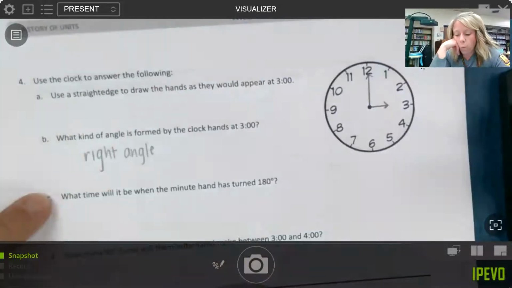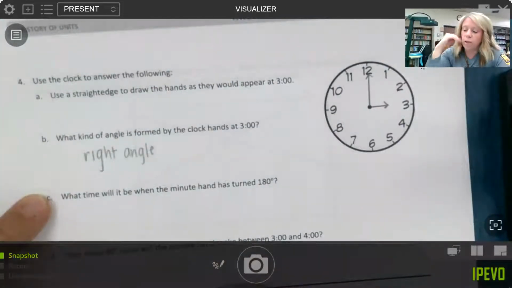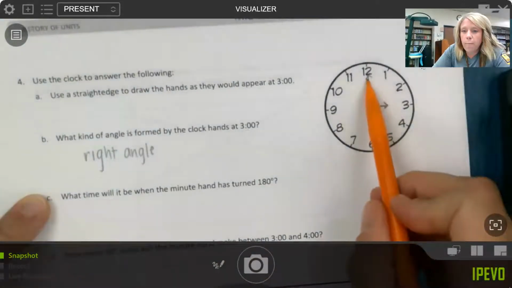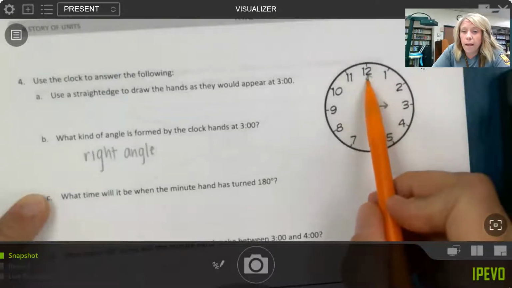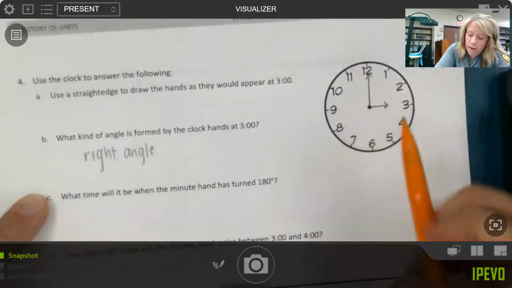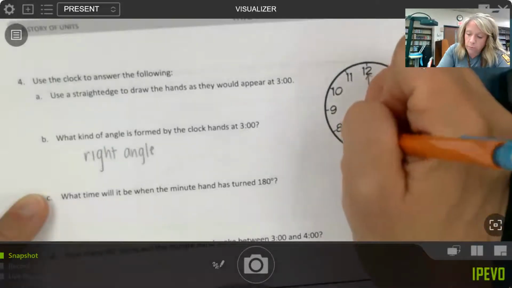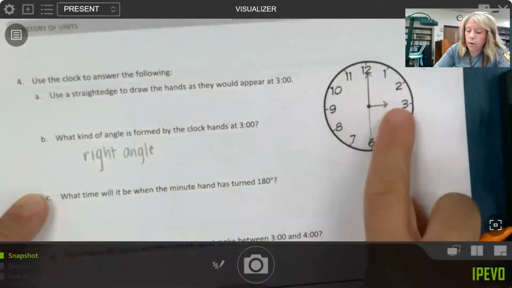What time will it be when the minute hand has turned 180? So here's my minute hand. If it goes 180, it goes a half turn. So it would actually be facing down here. So now it would be 3:30.